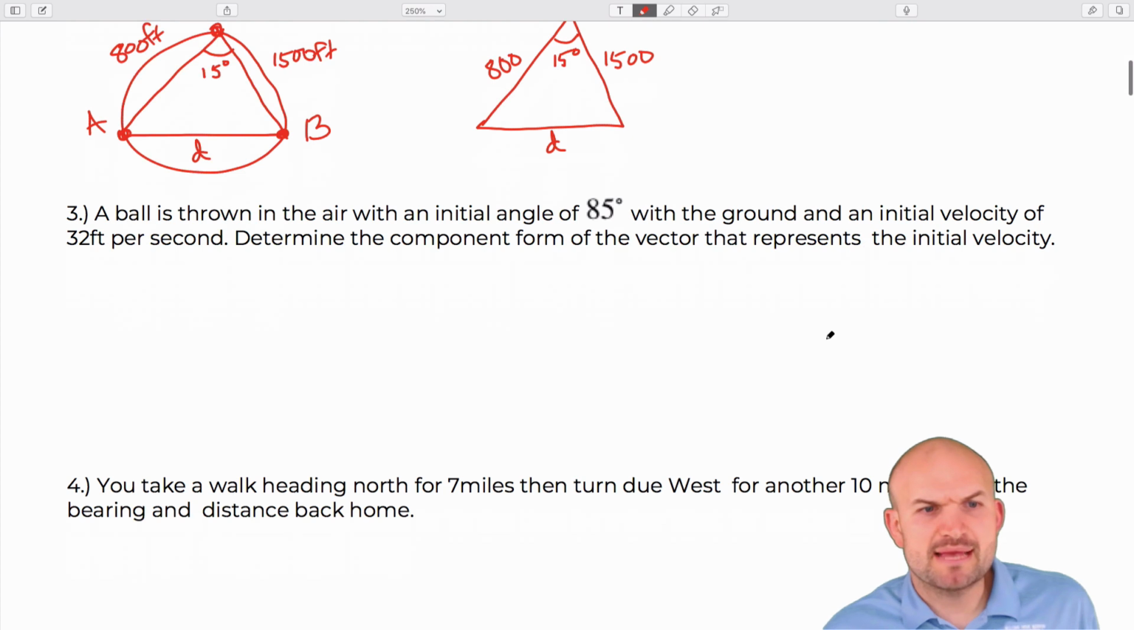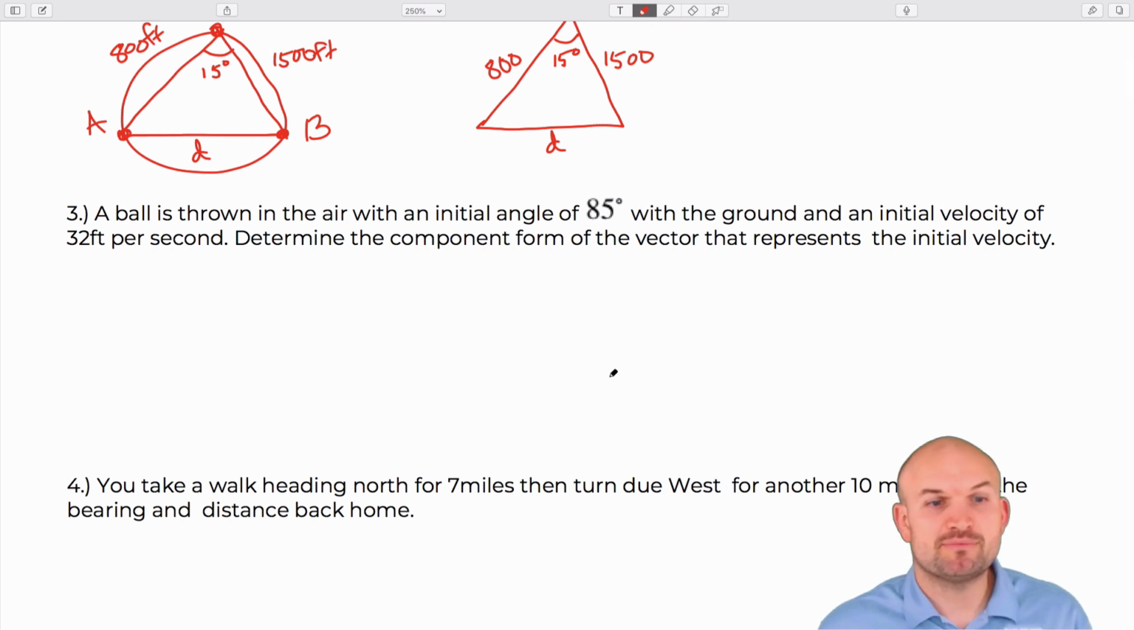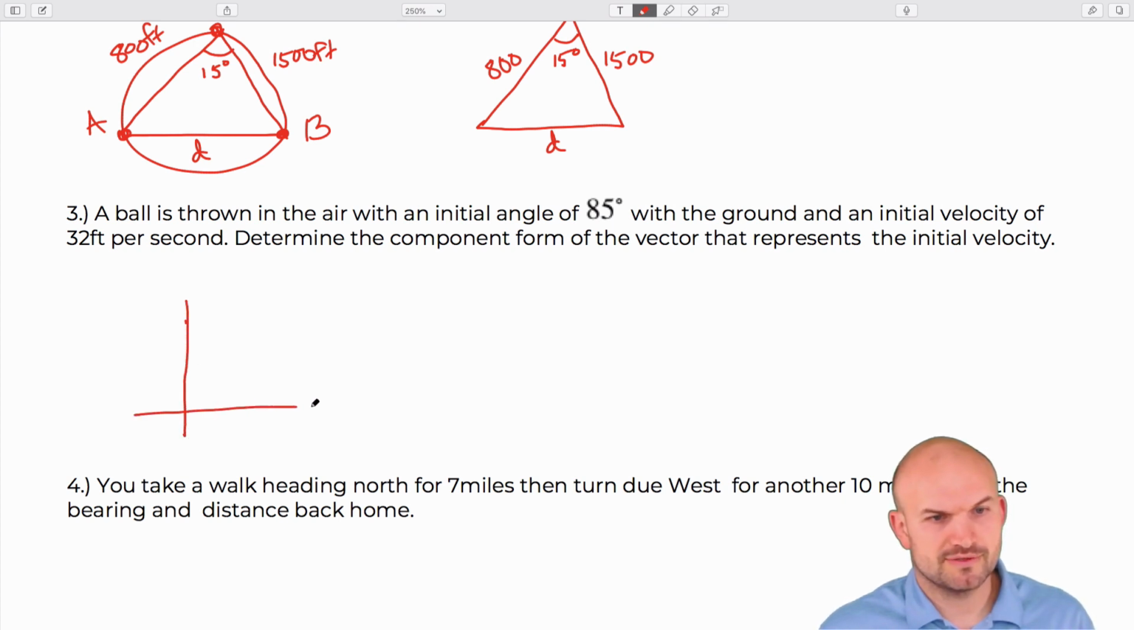Okay, it says a ball is thrown in the air with an initial angle of 85 degrees with the ground and an initial velocity of 32 feet per second. Determine the component form of the vector that represents the initial velocity. So it looks like it's just being thrown at the ground. So that's going to be 85 degrees with the ground. That's going to be from standard form. So I'll kind of do something like this.